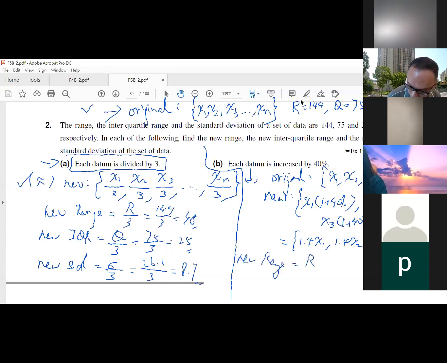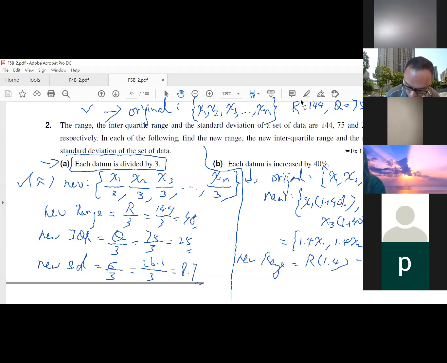The new range is equal to the original range times 1.4. Okay, so that is 144 times 1.4, and that is equal to, on the calculator, 201.6, right?